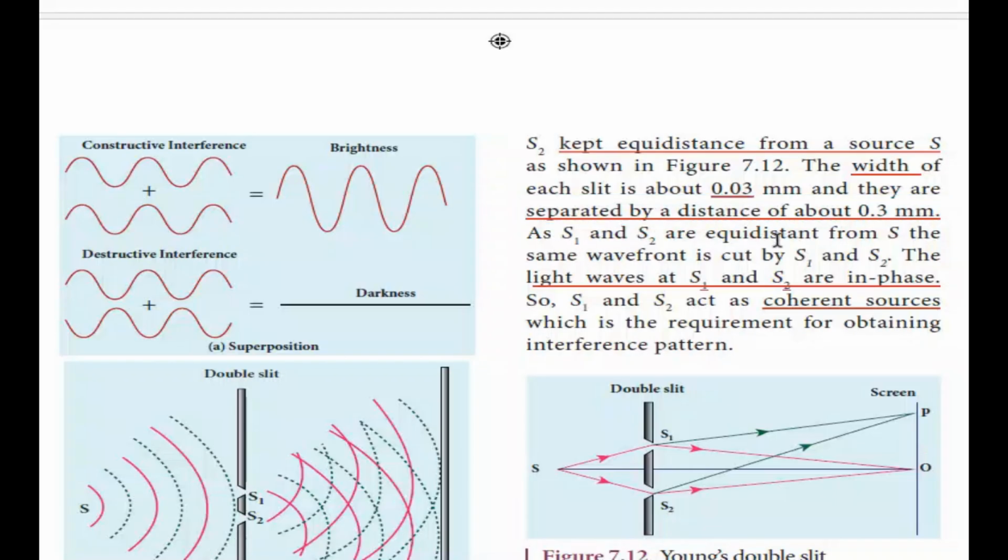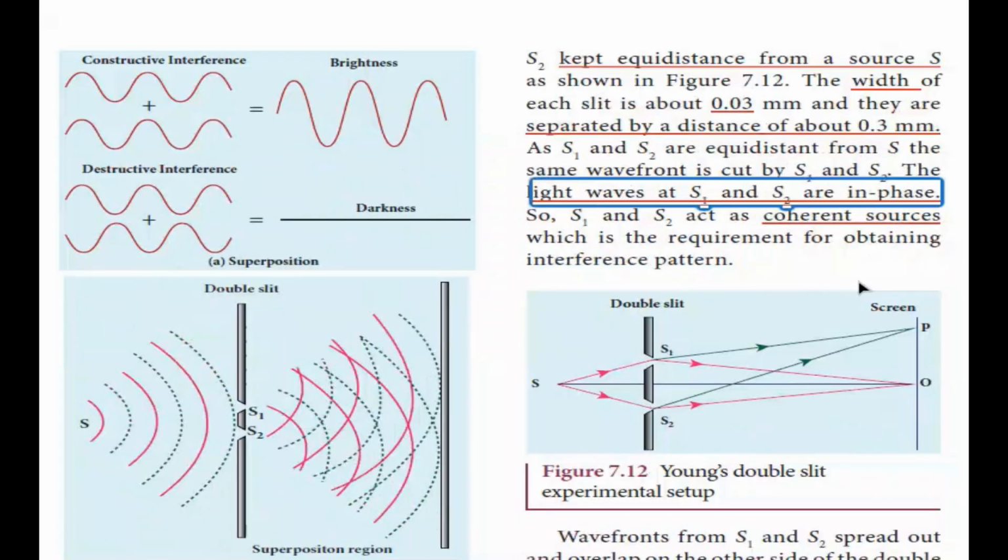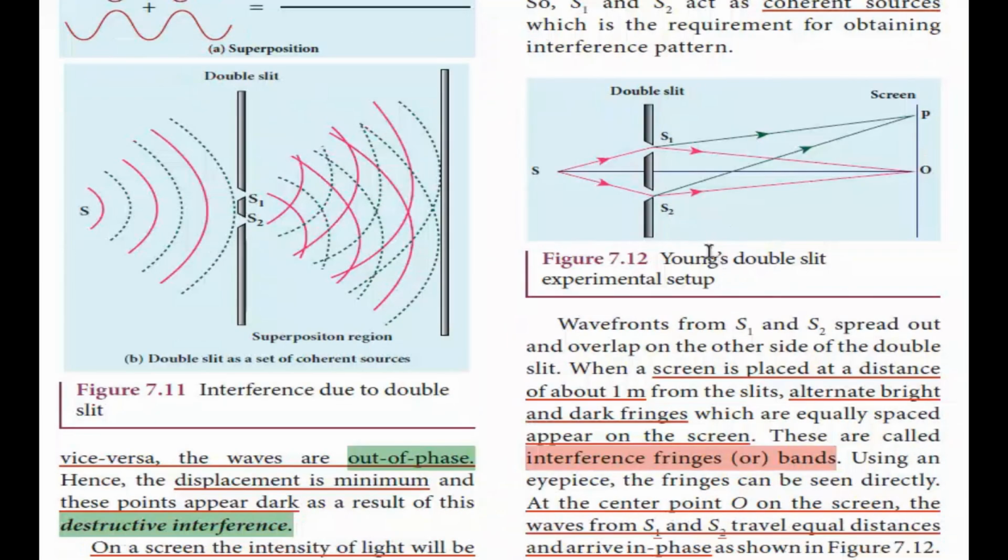As S1 and S2 are equidistant from S, the same wavefront is cut by S1 and S2. The light waves at S1 and S2 are said to be in phase with each other. So S1 and S2 act as coherent sources, which is the requirement for obtaining an interference pattern. So this is the experimental setup, in which there is a double slit. There is one source S, and light from this source S will pass through two slits S1 and S2, and they will produce an interference pattern on the screen, which is kept at a distance D.